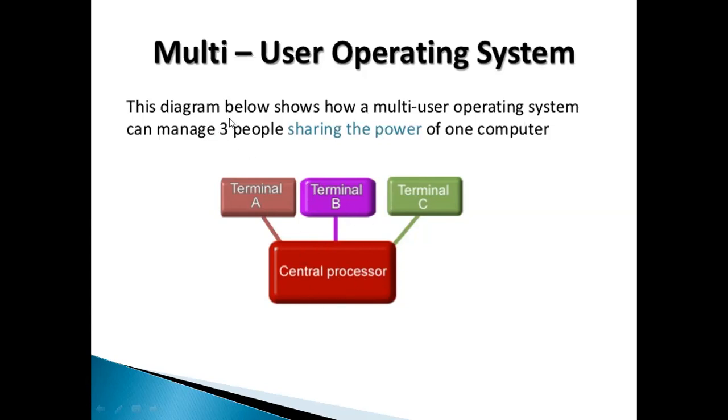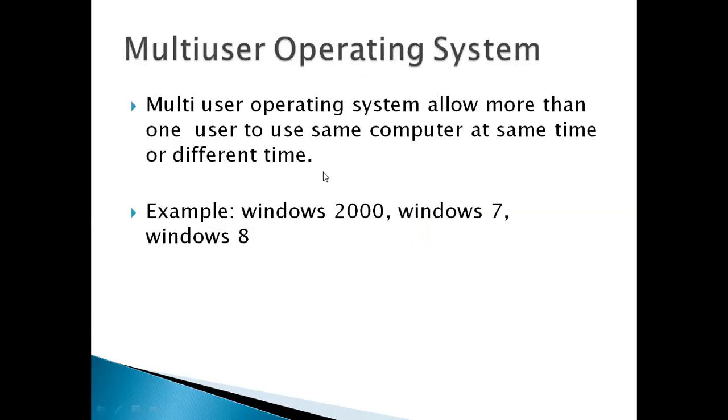This diagram shows a multi-user operating system managing three people sharing the power of one computer. A multi-user operating system allows more than one user to use the same computer at the same time or at different times. So when I say multi-user, the users are many. Examples are Windows 2000, Windows 7, Windows 8.